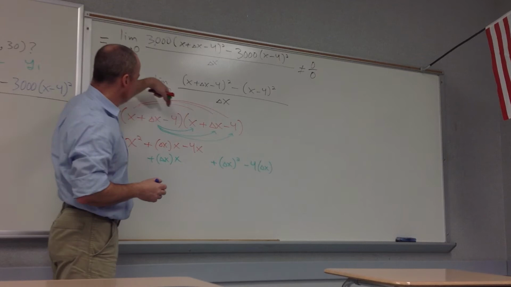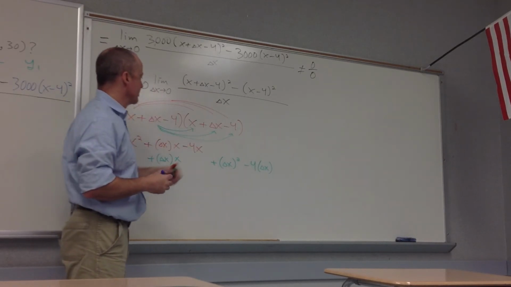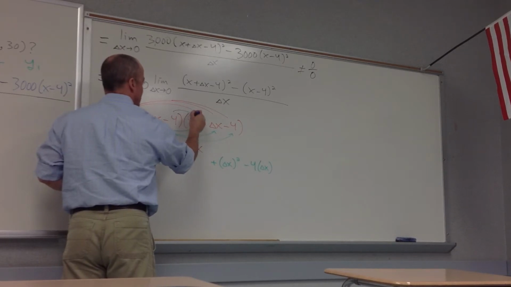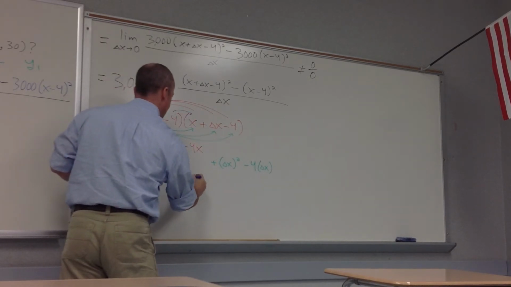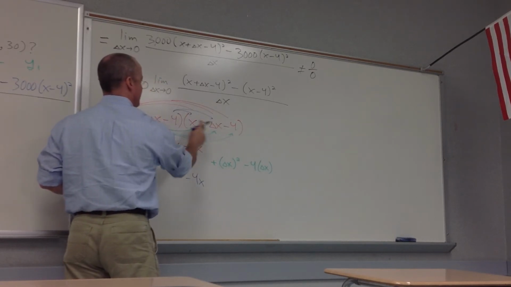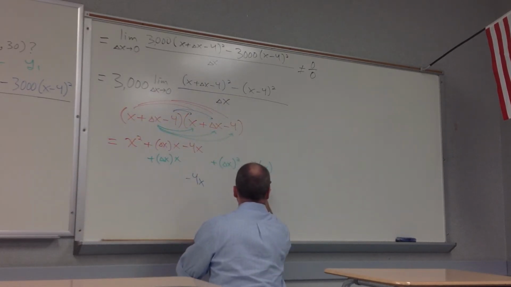Delta x times x. Delta x squared, minus 4 times delta x. That's right. Excellent. Now I've got a minus 4x. Okay, I've got a column for that. Now I've got a minus 4 delta x. Okay, I have a column for that over here.